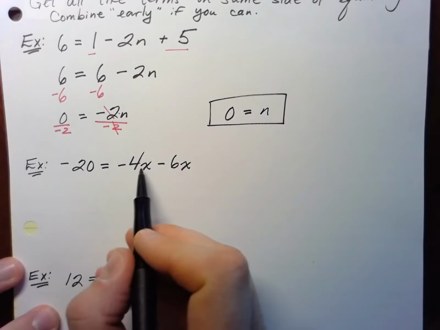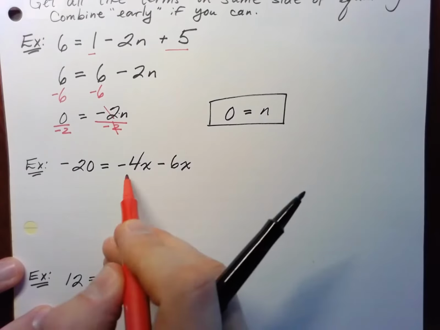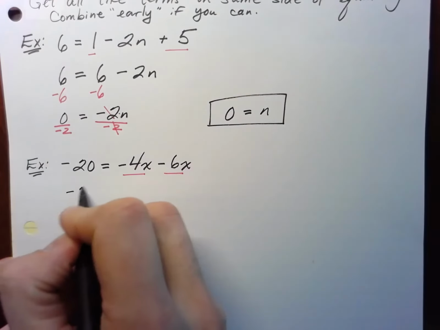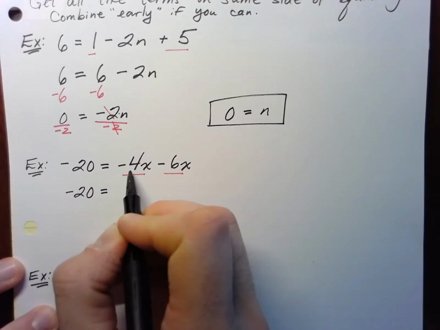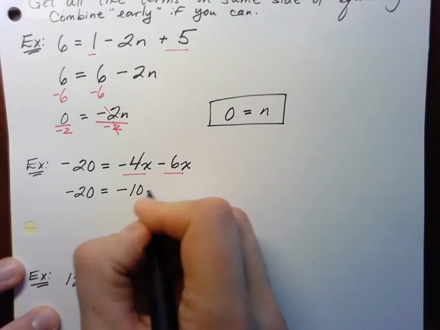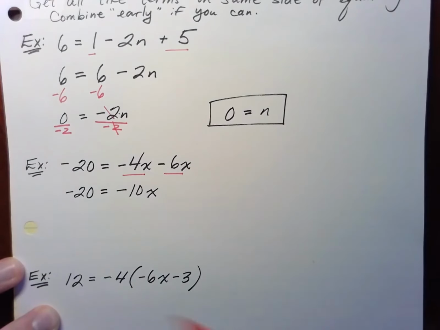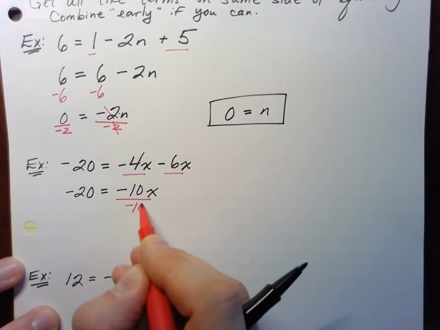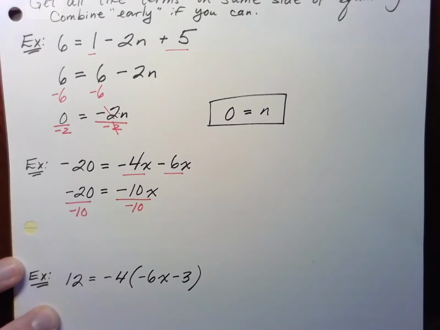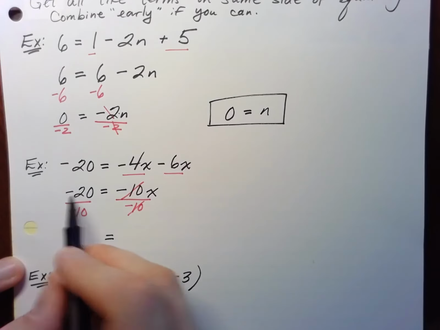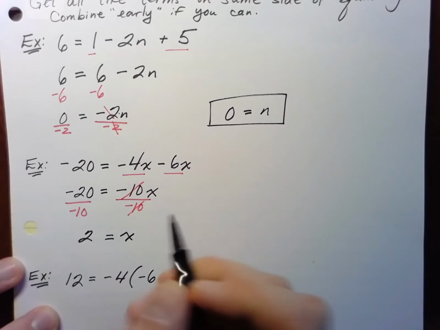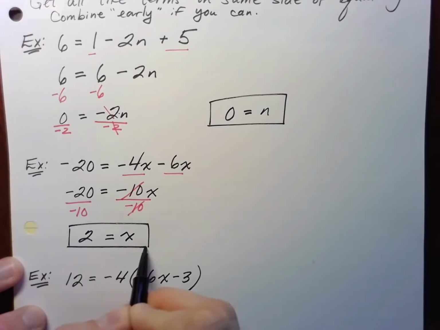-20 equals -4x minus 6x. Well, if you look here, I have like terms, both of those, so I can go ahead and combine them. If I have -4 and -6, I'm going to have a -10. And this is very easy. Now x is being multiplied by -10, so I just need to divide by -10, and it goes away. And so on the left-hand side, -20 divided by -10 is a +2, and I'm just left with x, and there is my solution.